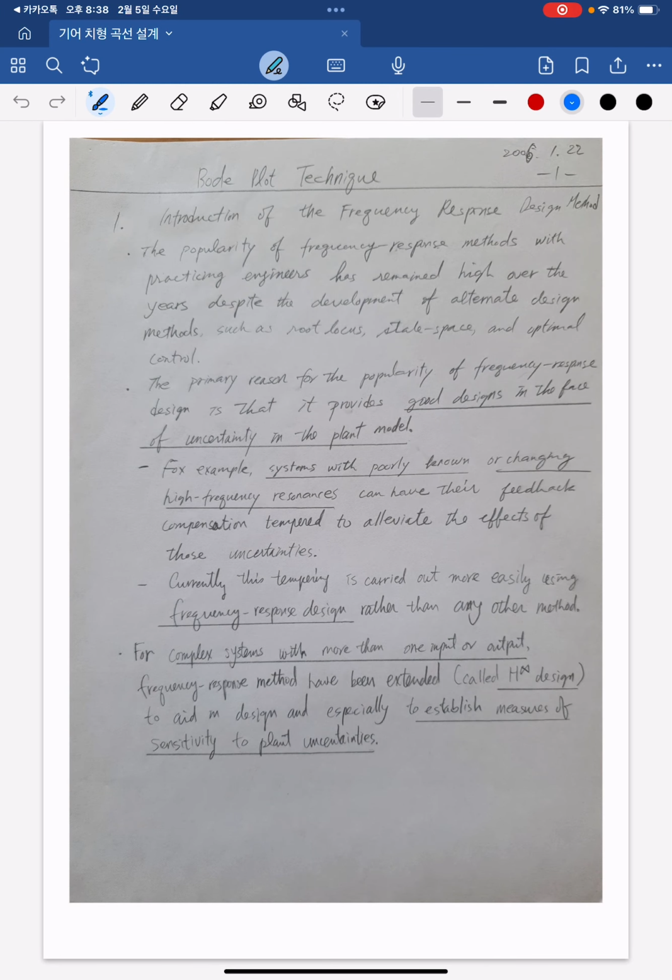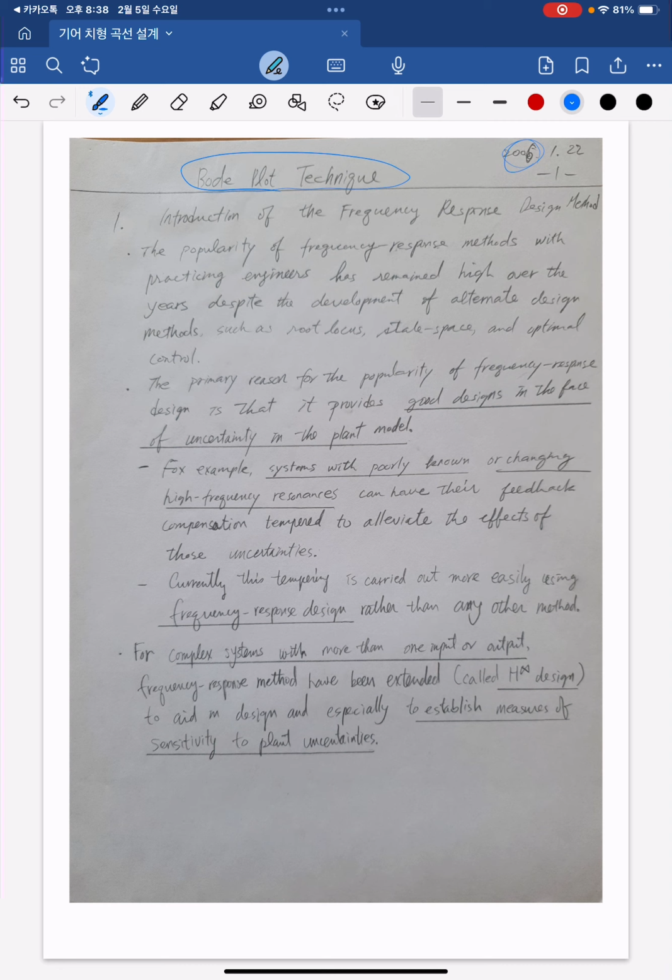이번 동영상은 보데 플롯 테크닉인데, 사실은 이 2006년도, 지금부터 한 20년 전이죠. 그때 만들어 놓은 자료인데, 인트로덕션 투 보데 플롯 테크닉 정도로 이해하시면 될 거예요. 왜냐면 제가 하다 말았기 때문에.